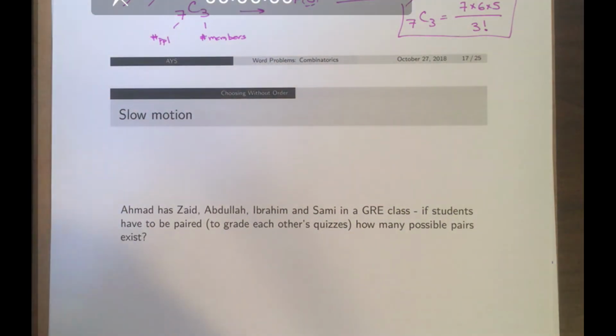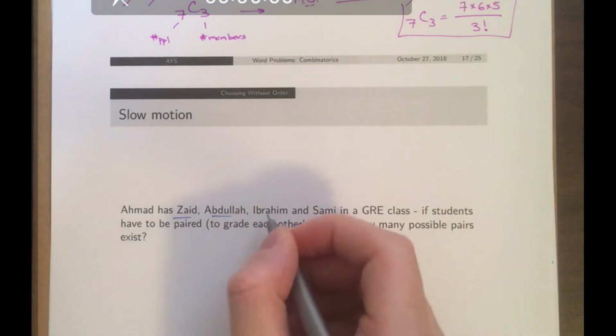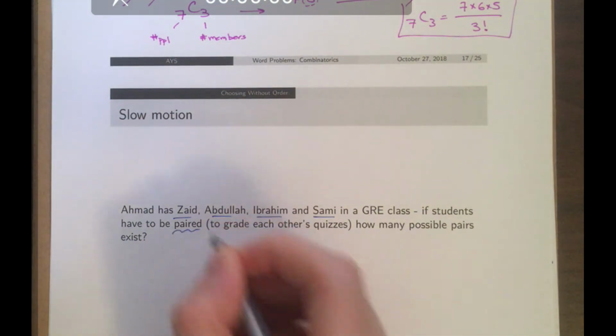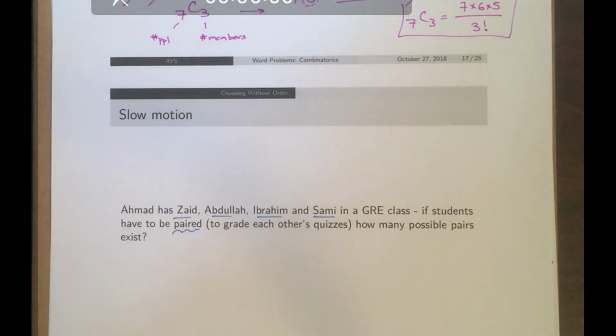So Ahmed has 4 students in class, Zaid, Abdullah, Ibrahim, and Sami, and he wants to pair them up so that they can grade each other's quizzes. How many possible pairs can they make?